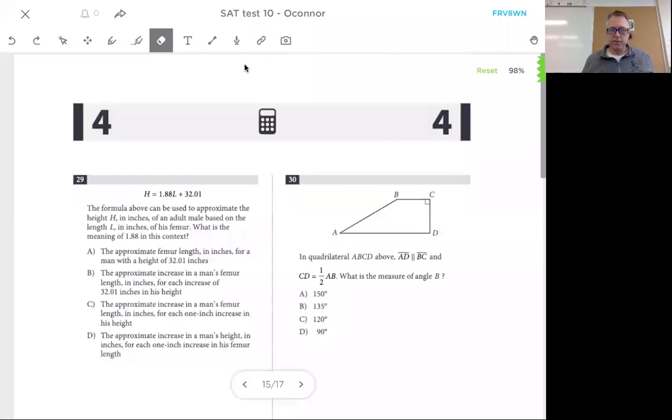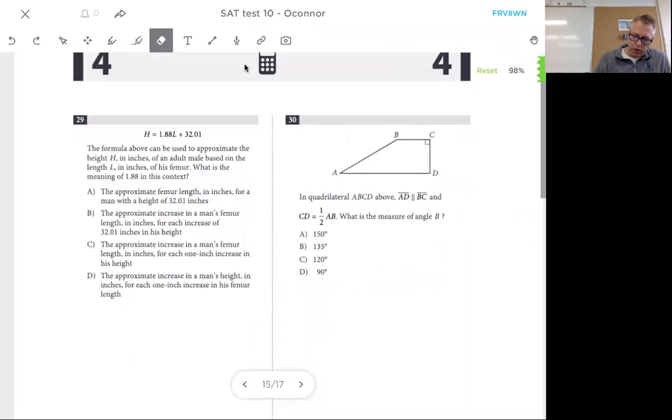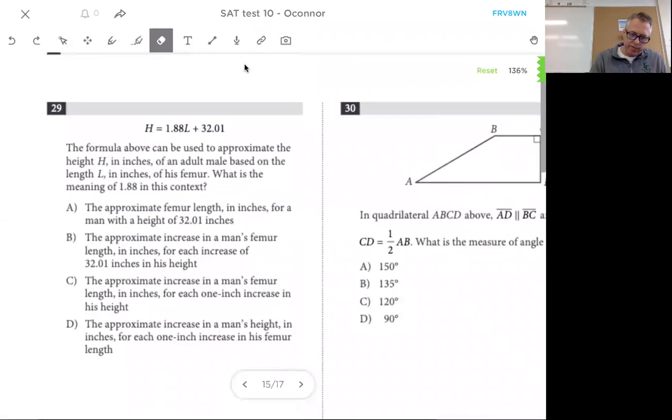We're going to go over slides 15, 16, and 17. So here we go. Problem number 29. It gives us a formula up top here. And it says that the formula above can be used to approximate the height of an adult male based on the length of the femur.